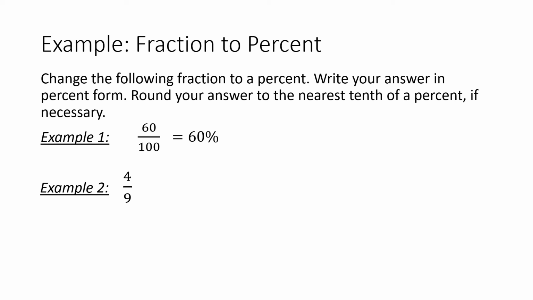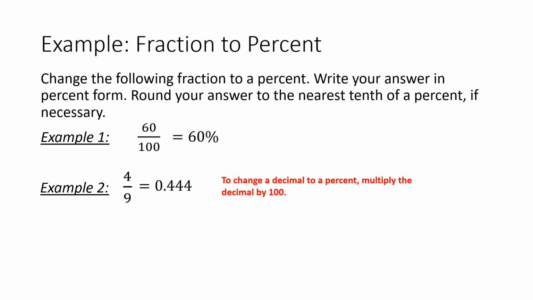And let's look at example 2. I have 4 over 9. This is a little bit different. I'm going to use my calculator to actually change it to a decimal first. Since I'm going to be rounding later to the nearest tenth, I want at least 3 places after the decimal. You can have more, but you need at least 3 to round correctly.